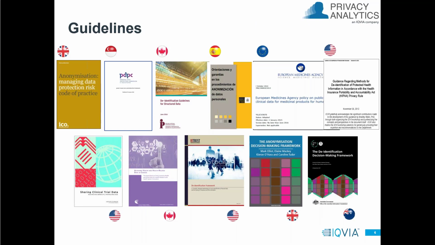There are many standards and guidelines that have been published around risk-based de-identification from different countries by different types of organizations, varying from regulators to professional associations, academic institutions, the Council of Canadian Academies, the Institute of Medicine in the US, and so on. So you have various organizations that have published guidelines for risk-based de-identification. Some of them are specific to clinical trial data.